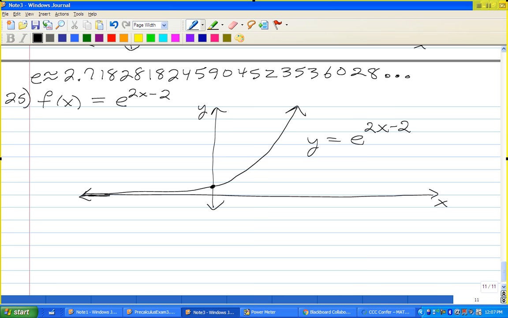So when x is 0, 2 times 0 is 0, and so this is e to the negative 2. And as x approaches negative infinity, y goes to 0.